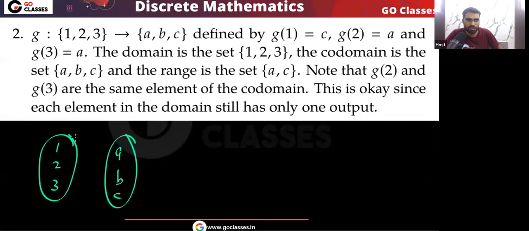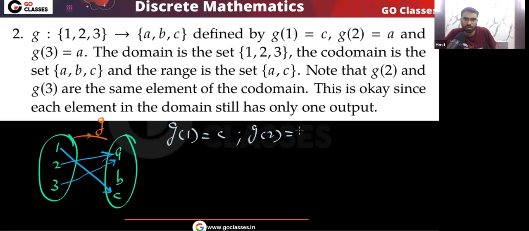Okay, and what this function is doing, we have a function G, and we are saying that G1 is C. So you can notice 1 is mapping to C in this function G. G2 is A and G3 is A. So here you can notice G1 is C, G2 is A, and G3 is A.